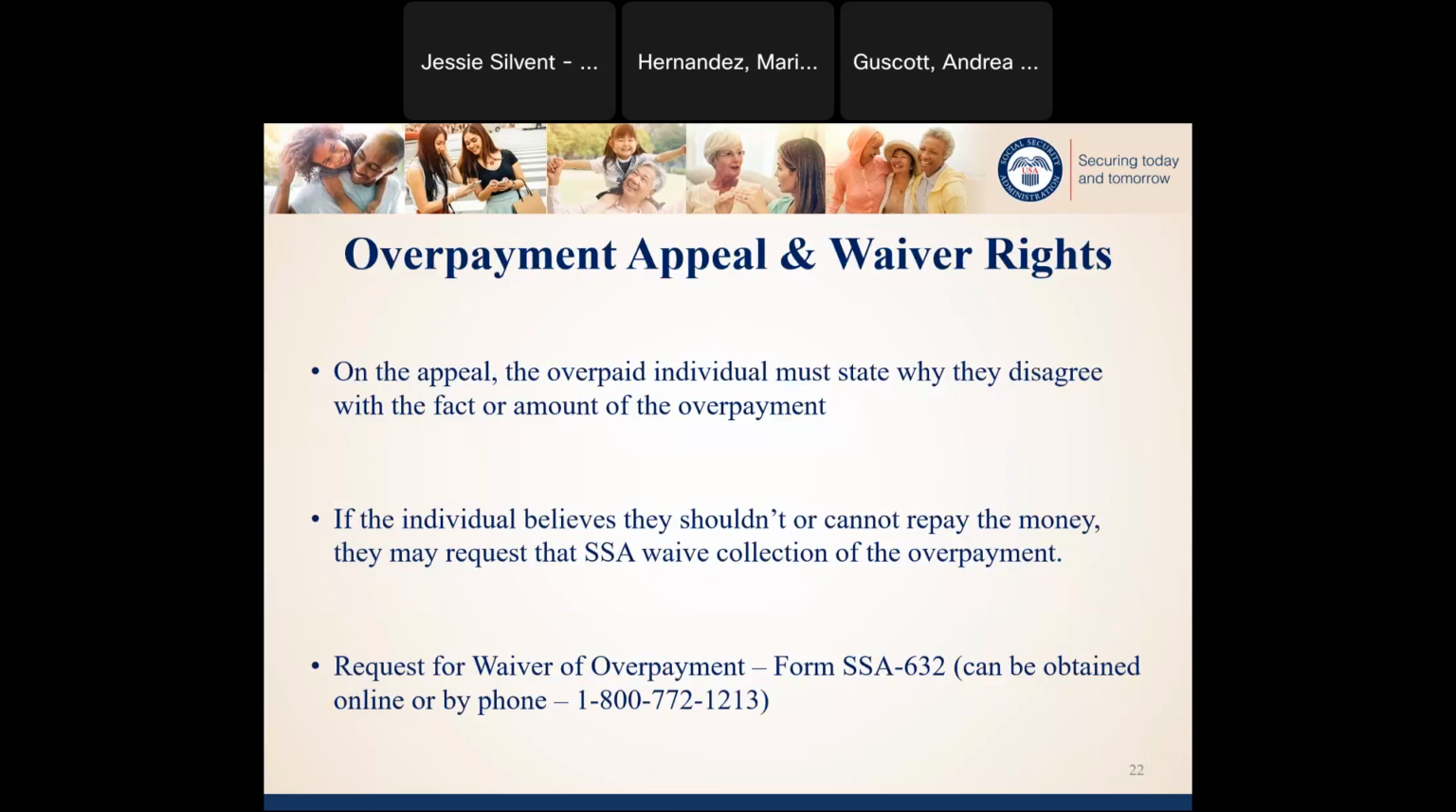The other type of protest that someone may request is called a request for waiver of overpayment recovery. A waiver should be filed when the person acknowledges the overpayment occurred and that it is correct, but they either shouldn't or cannot afford to repay it. Hence, they ask that SSA waive collection of that overpayment. Now, the waiver form may be found on SSA's website, which is ssa.gov, or requested by phone or in person at a field office.